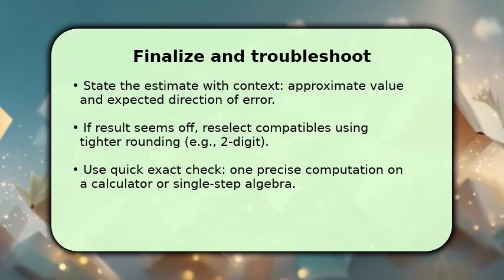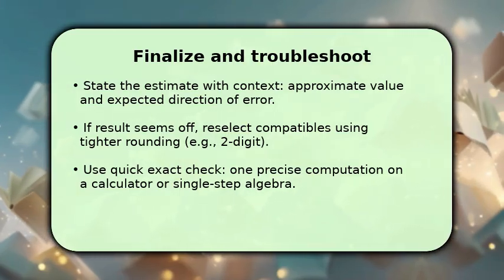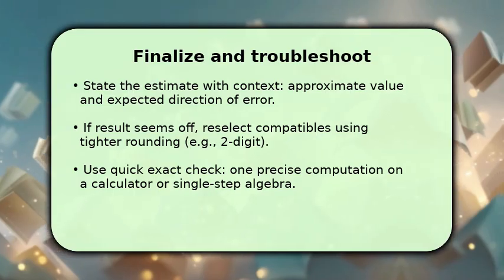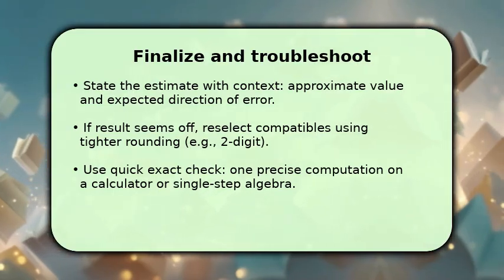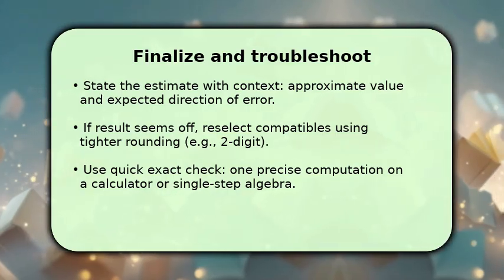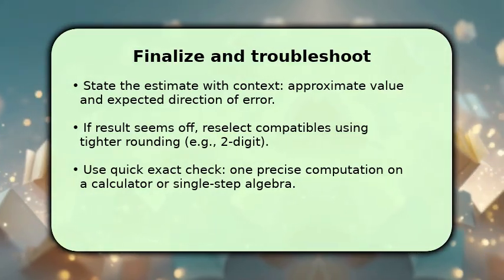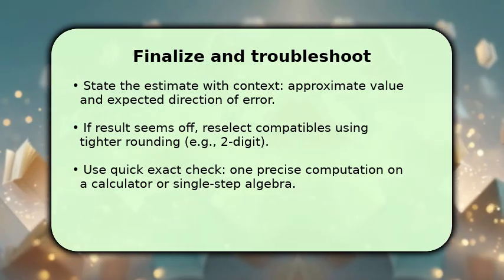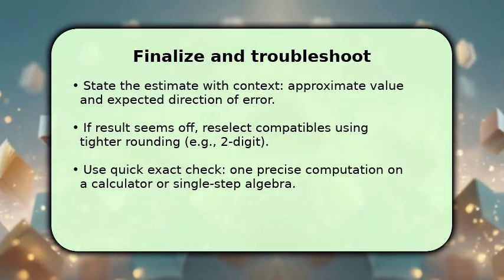If something feels wrong, pick tighter compatibles. For instance, use 2 significant figures instead of 1 and recompute. As a troubleshooting tip, always verify with one exact calculation or a calculator. That single check catches selection errors and confirms your compatible number approach worked.